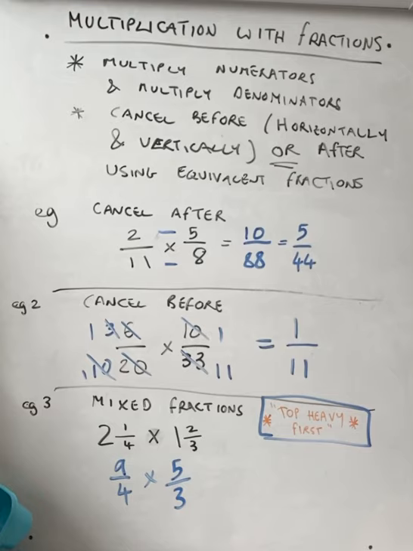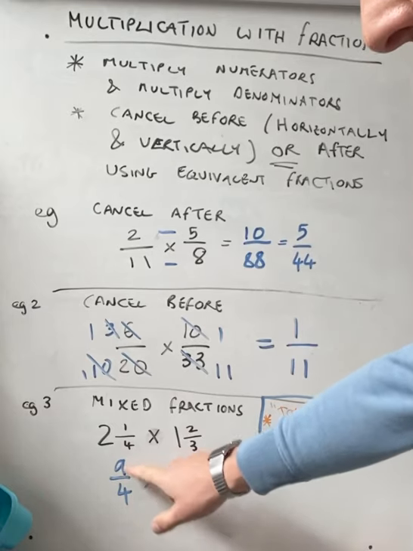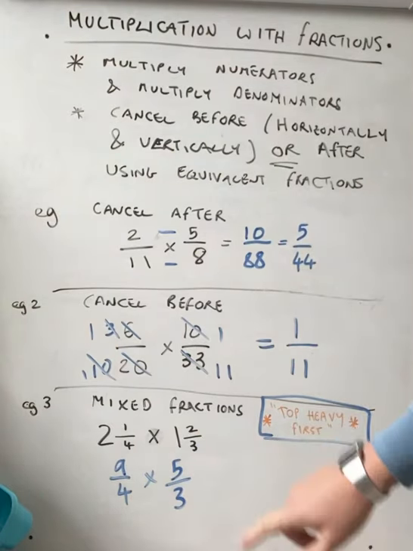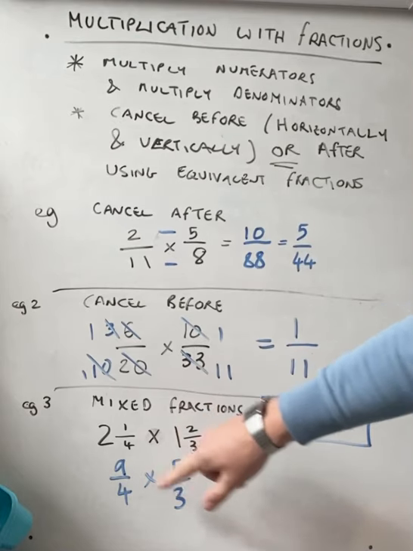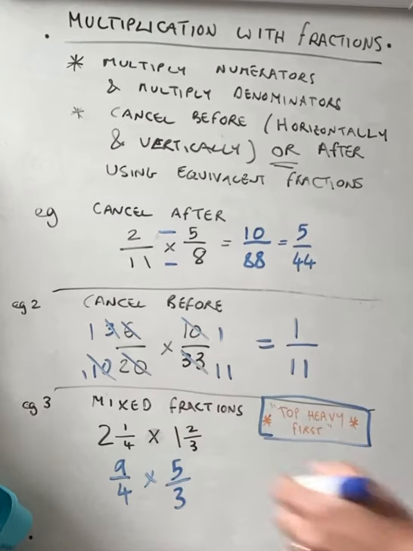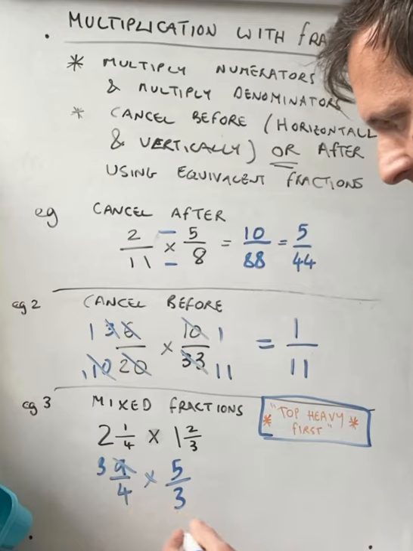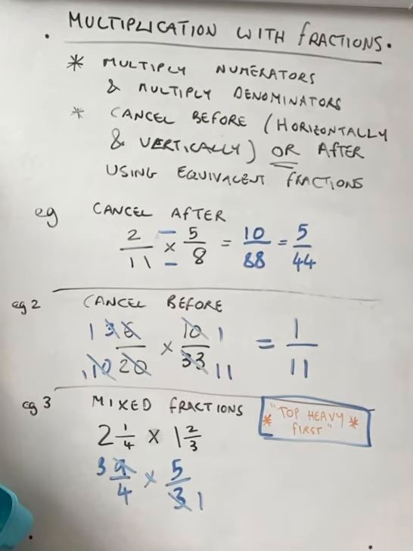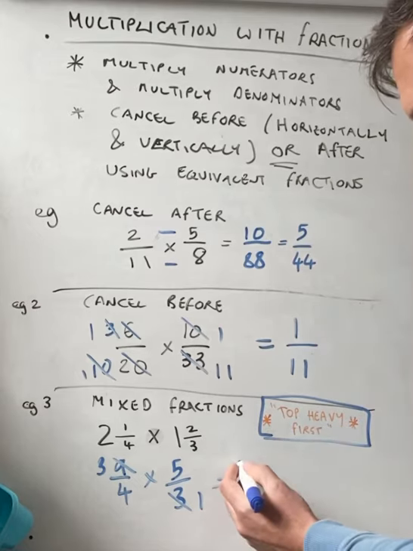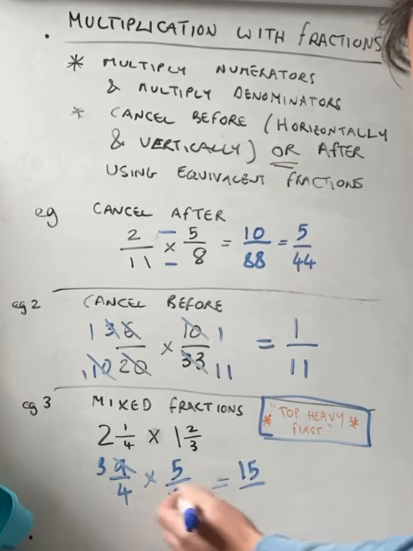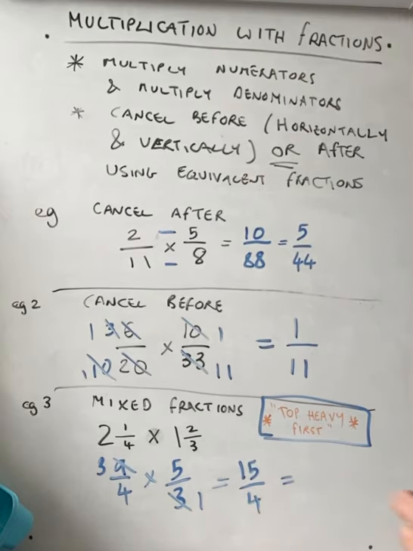Now, we look to cancel down. We can't really cancel anything down vertically, but we can cancel down with the 9 and the 3 diagonally because they're both divisible by 3. So if we cancel, 3's into 9 go 3 times and 3's into 3 go once. And now we can multiply the two numbers together. So 3 times 5 is 15 and 4 times 1 is 4. And then we've now got our answer.